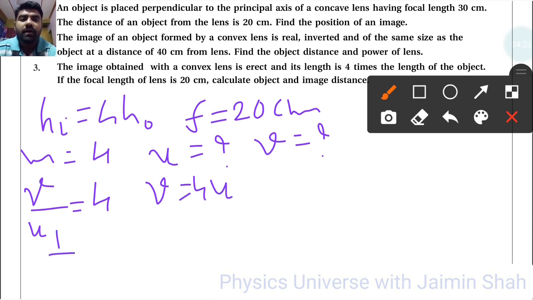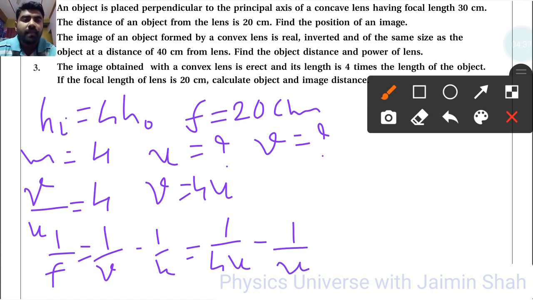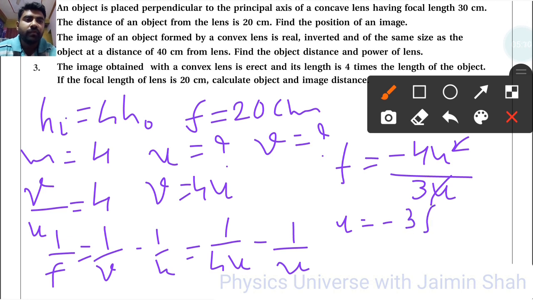Now 1 upon f is equal to 1 upon v minus 1 upon u. So 1 upon 4u minus 1 upon u. So now we have the f value. So f is equal to 4u square upon 4u minus u, so that is 3u. First multiplication and then summation. So one u gets cancelled out. So now u is equal to minus 3f upon 4.